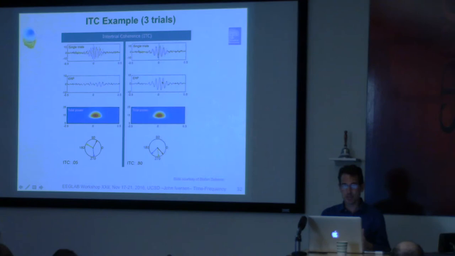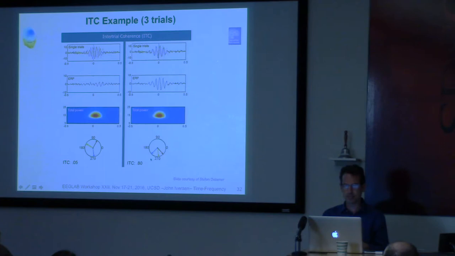The ERSP, however, as I said before, is kind of phase blind. This is sometimes called the induced response, the induced power, where we just care about the power of each of these. We don't care about the phase. So you can see those are actually identical between these two. And finally, if we look at the intertrial coherence, it's low in this case because all the phases are different, but it's higher in this case because the phases are quite similar.